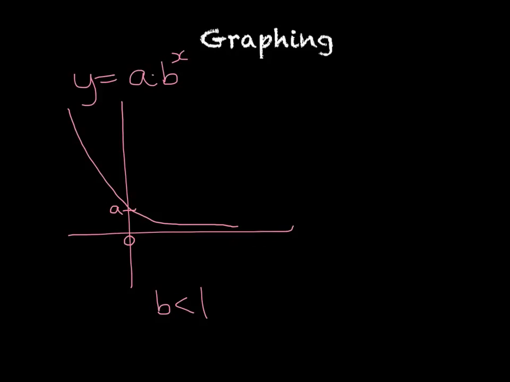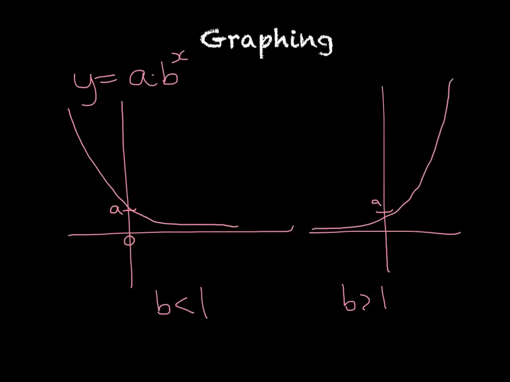And if it happens that b is greater than 1, we'll have a graph that again touches at a, and it goes up. And so on this side here, it also never touches the x-axis. And how steep this line is depends on our value of b. So in this case, the larger b is, the steeper our curve.